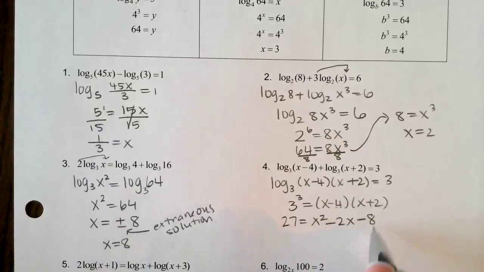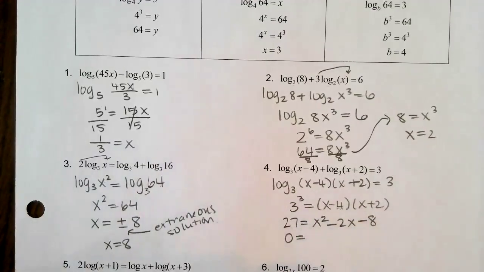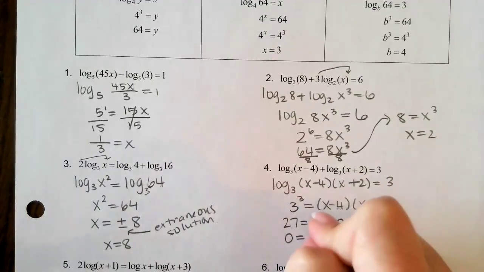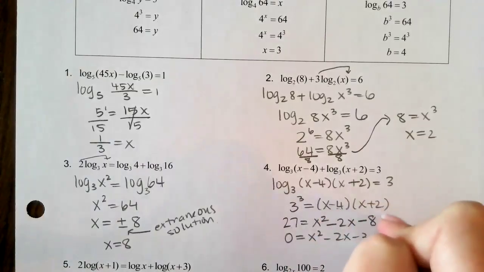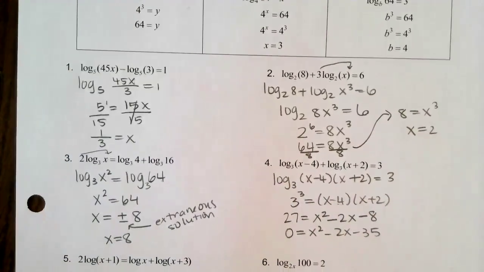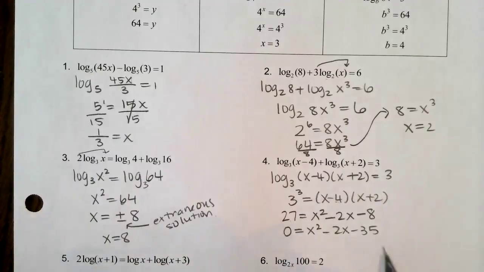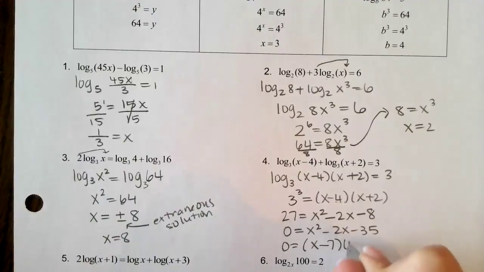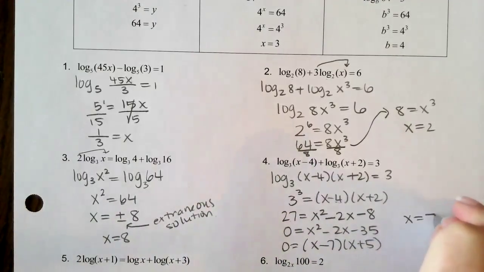I'm going to subtract the 27 to get it to the other side, because anytime we have a squared term and a non-squared term, we want to factor, and we do that by setting it equal to 0. And so we get x squared minus 2x minus 35. Hopefully you're really good at factoring by this point, but you're looking for what multiplies to be negative 35 and adds to be negative 2. And so that is a negative 7 and a positive 5. And so then we get x equals 7 and x equals negative 5.